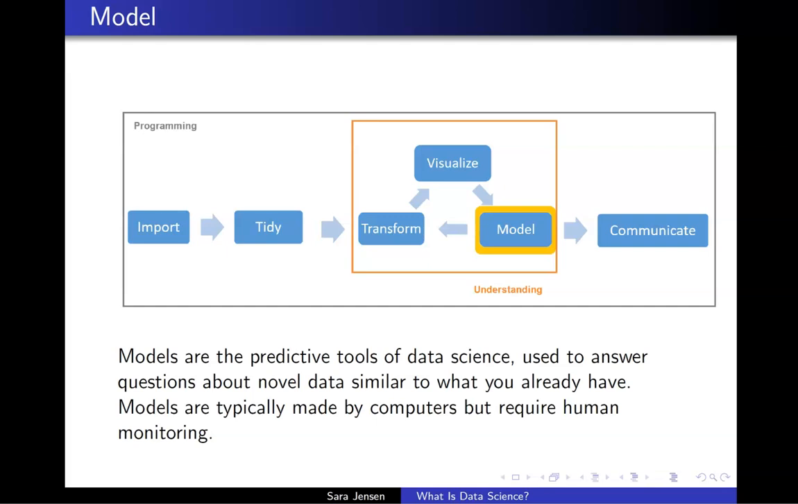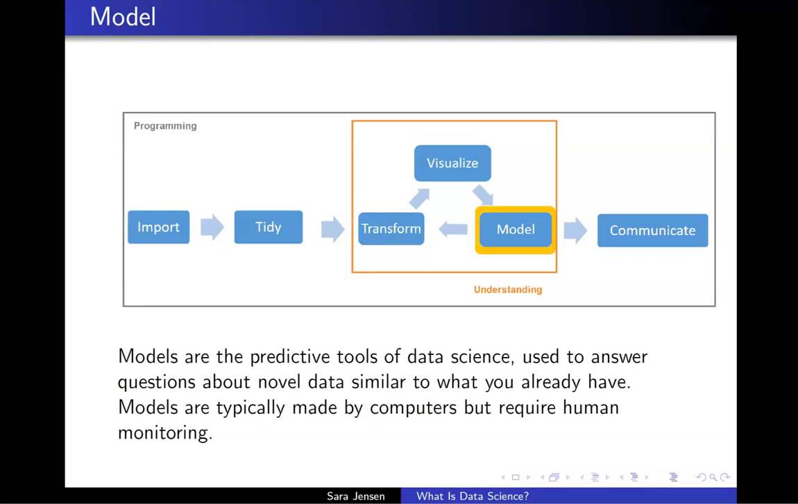Models are predictive tools that we are going to use to answer questions about novel data that might be similar to the data that we've just worked so hard to see and understand. This is really where data scientists earn their worth, in mathematical modeling, by saying, okay, I worked really hard to understand this data that you gave me. How can I take what I've learned and apply it to a new situation that's similar? Can I predict what will happen then?